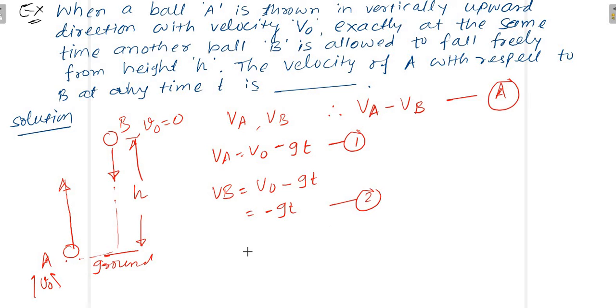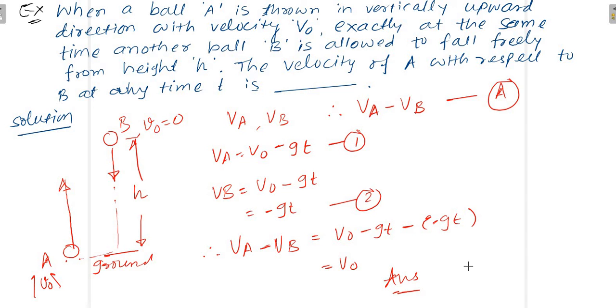If I substitute the value in equation A, VA minus VB is nothing but V0 minus GT minus of minus GT. So these two get cancelled out and the final answer is V0, right? So this is the answer. So this is going to be the velocity of ball A with respect to velocity of ball B, right? So this is how we'll be solving more examples based on the freely falling objects.